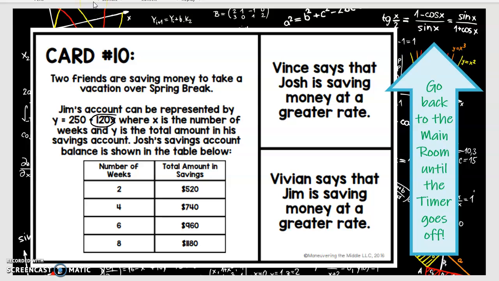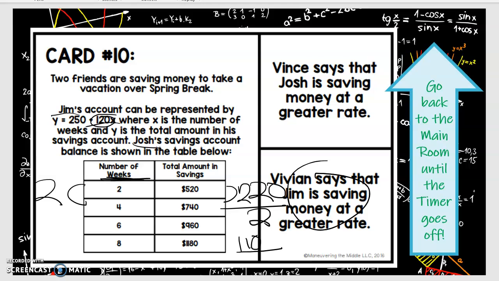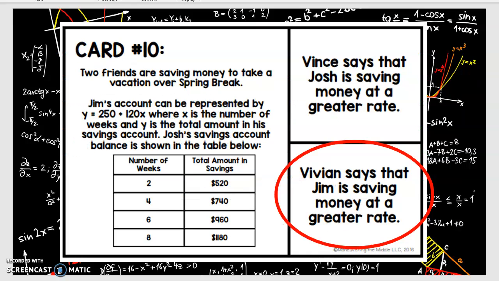All right, so Jim is saving at a rate of $120. So I want to look at Josh's. This is a change of 2. The other side is a change of 220. And then I want to divide that by 2 to get how much he's saving per week. When I do that, I get 110. So Josh is saving 110. Jim is saving 120. So Jim is my quicker saver. So Jim is our correct answer.